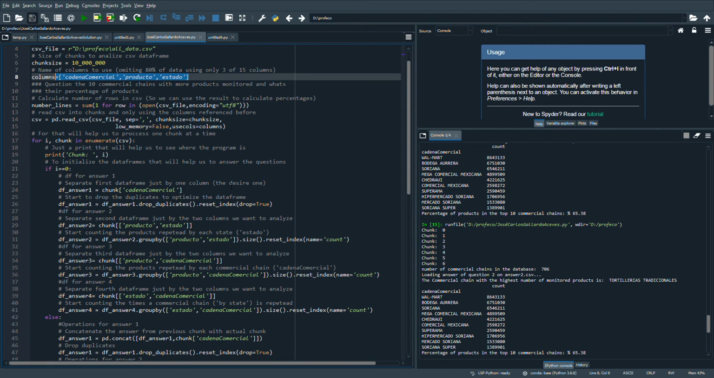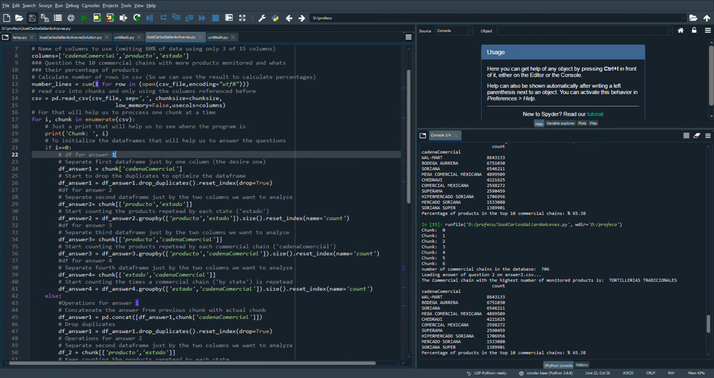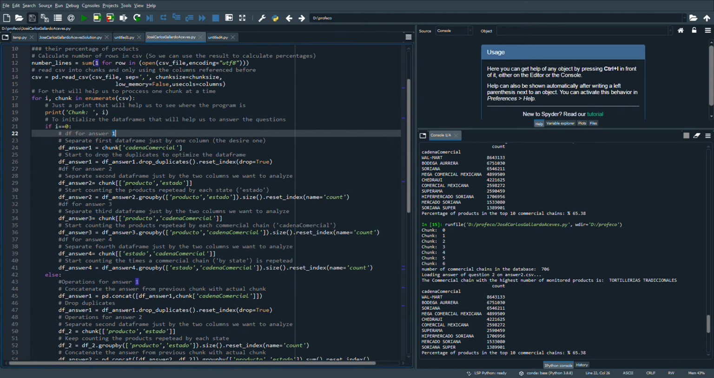So let's go to this. These are the iterations I create here for every chunk size. My chunk size is 10 million. My computer handled that really well. So, okay. The first question was how many commercial chains are monitored and therefore included in this database?